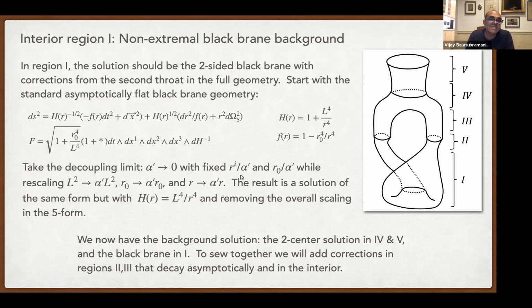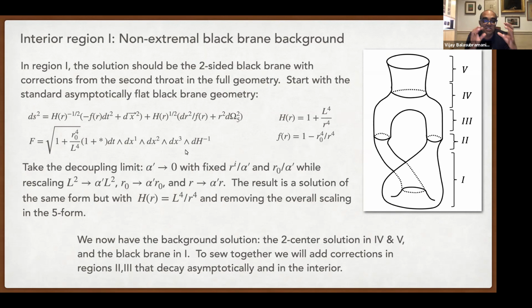The standard asymptotically flat black brane geometry has the following form. Again, you have these harmonic functions, h of r, as in the extremal solution. But now, because it's non-extremal, there's this function f of r, which looks like 1 minus r naught to the fourth over r to the fourth. R naught is going to be the horizon. You can see that because if you set r equals r naught, this f of r goes to 0. So then this coefficient becomes 0. So that's the horizon. And then there is some phi form field that goes with this.